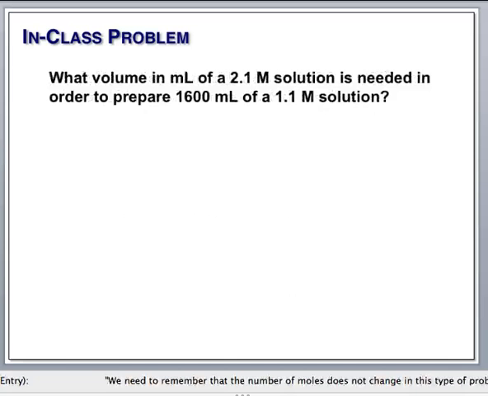We have a 2.1 molar solution. That's our stock solution. Like when we do lab, we have the bottles. They all have a concentration on them of some sort. Well, we actually don't need 2.1 molar. We need 1.1 molar. So what we're going to do is take our 2.1 and dilute it so we wind up with 1,600 mL of 1.1 molar.